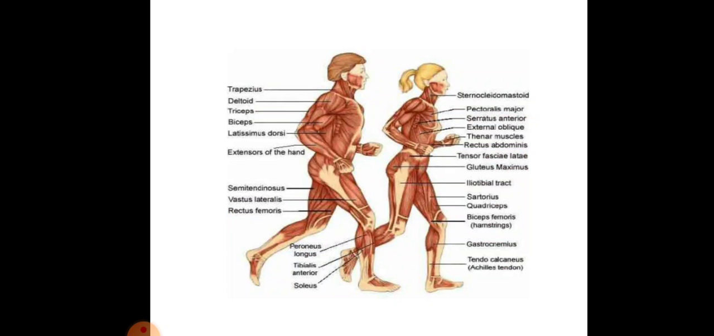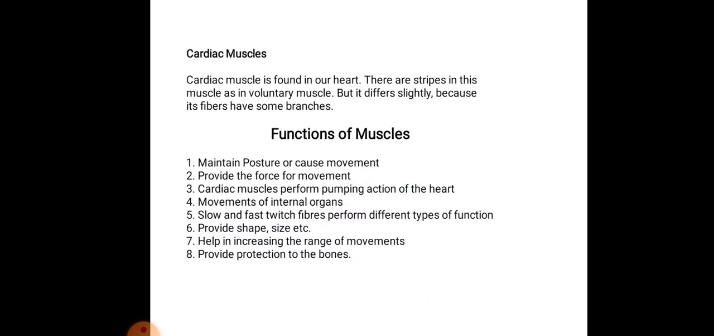Just have a look at this one. Next one is cardiac muscle, already discussed. The muscle is found in our heart. It has stripes like the voluntary muscle, but it differs slightly because its fibers have some branches. Okay. Now discuss the function of the muscles. The function of the muscles is a very important thing.